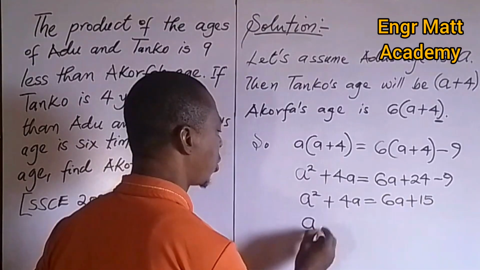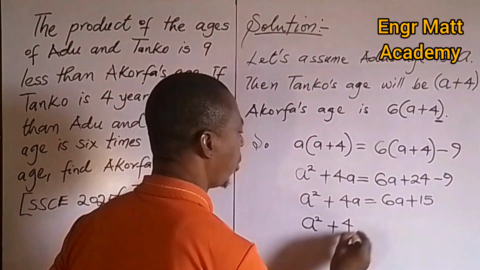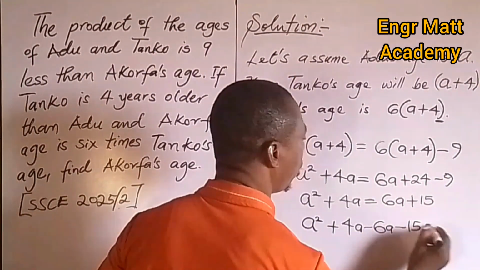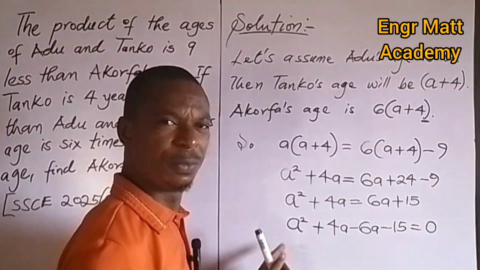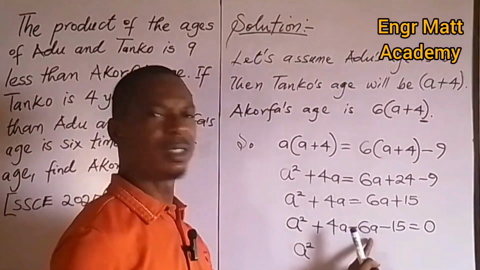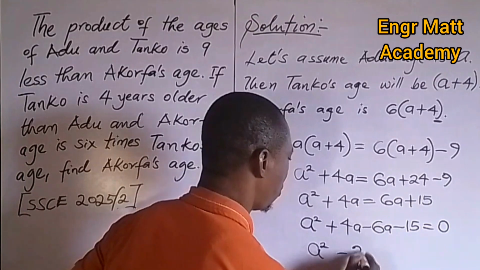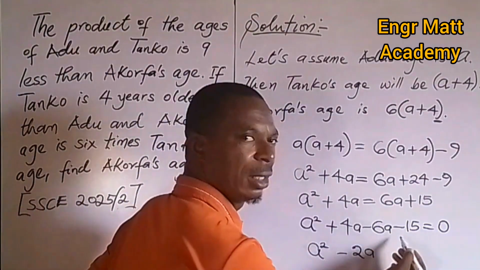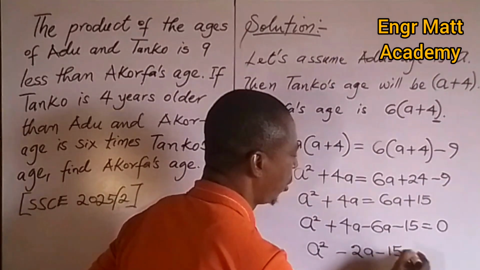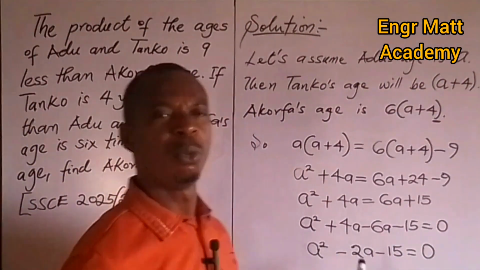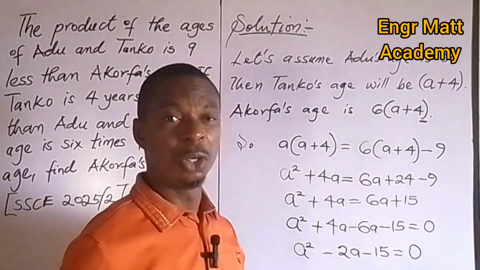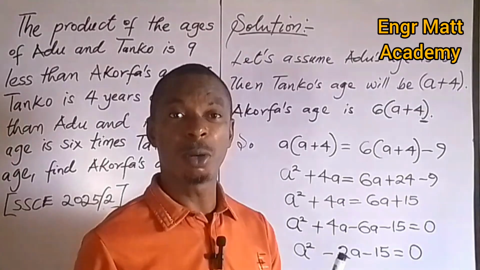It becomes a squared plus 4a minus 6a minus 15 equal to 0. This will give us a squared, 4a minus 6a is minus 2a, then minus 15 equal to 0. We now have a proper quadratic equation here. At this point, you could decide to use any method you are more comfortable with.